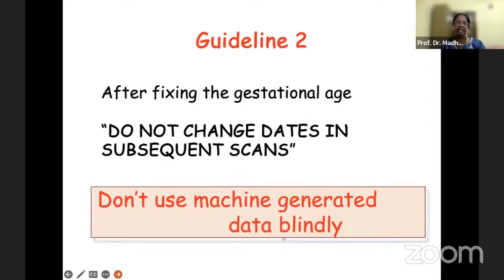Now, what's the second guideline? After you fix gestational age, after you assign the EDD, do not change dates in subsequent scans, and do not use machine generated data blindly. All our patients are very, very smart. They're very educated. They come to you saying, Madam, my EDD is showing like this. Always emphasize that only the first trimester EDD, with suitable corrections in the second trimester, can be the correct EDD.